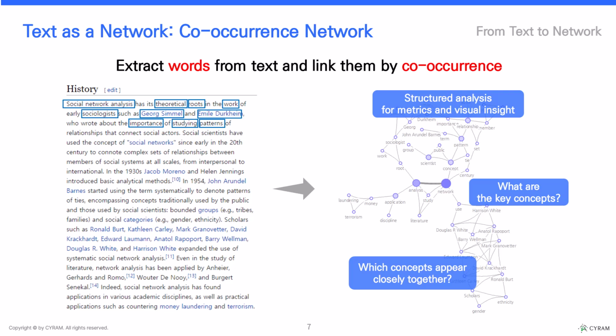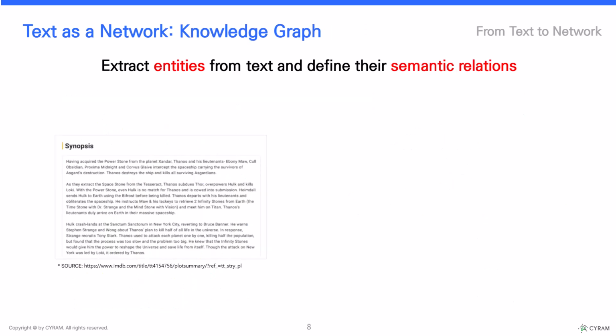How about knowledge graphs? The text you see on the screen is part of the synopsis of the movie Avengers. In a knowledge graph, we don't use every single word, but instead pull out the main entities that interact or form meaningful relationships.